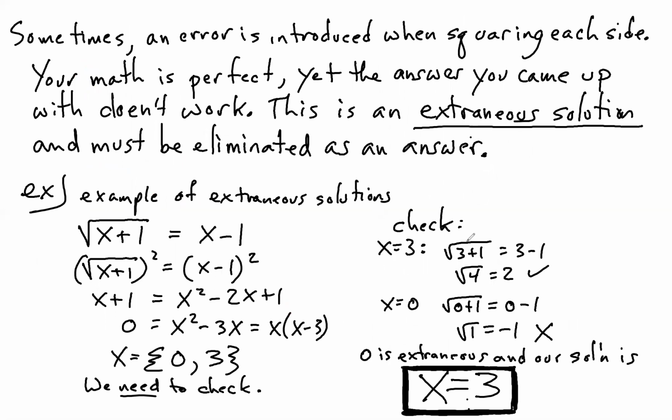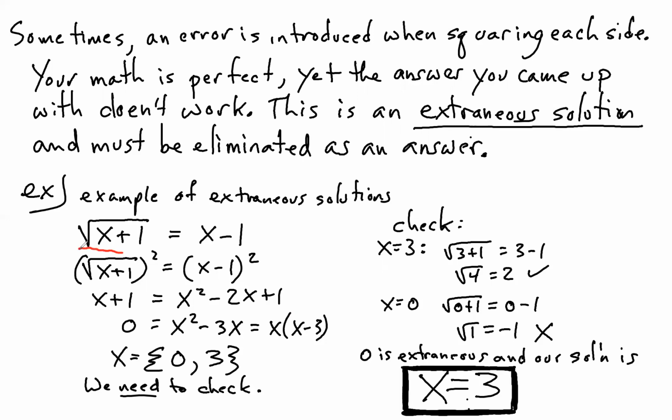Now, I mentioned before, sometimes when you square each side, you can introduce an error, which is kind of a bummer because you haven't made a mistake in any of your math, yet your answer does not work. It's wrong, so you have to get rid of it. And the only way you're going to know to get rid of it is to check it. That is it. So here we go. Here are some examples of problems where all the math worked out just fine, except for the fact the answer does not work.